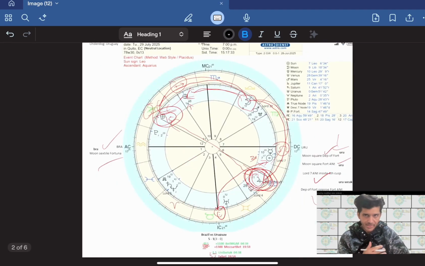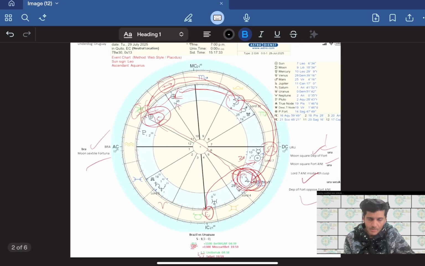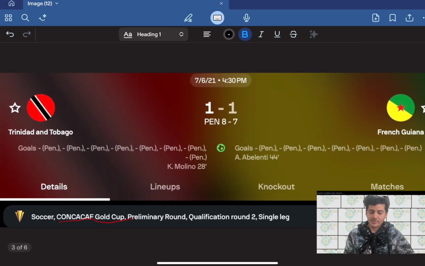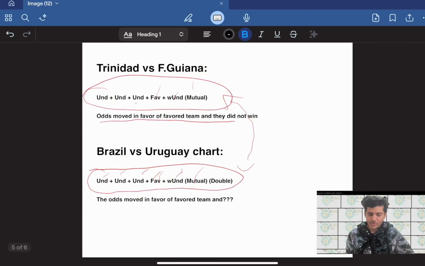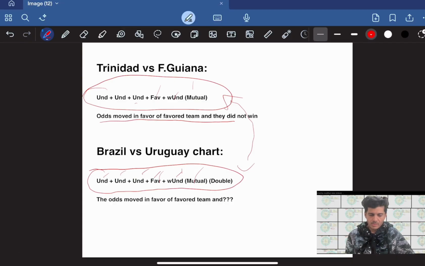Now, why did it happen? Again, I'm going back to this. The reason Brazil won, because remember, the chart, again, the configuration is the same as the other team, all right? Except for the double, okay? The reason Brazil won and did not lose, or the game did not go into a tie like the Trinidad game, was because of the double aspect. That's just what I'm trying to say.